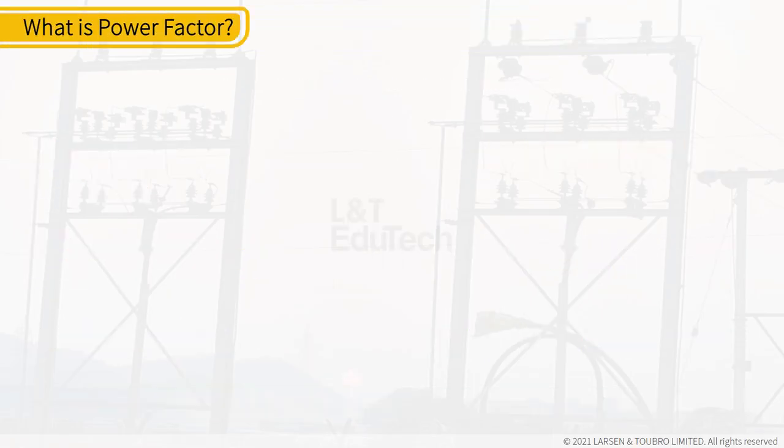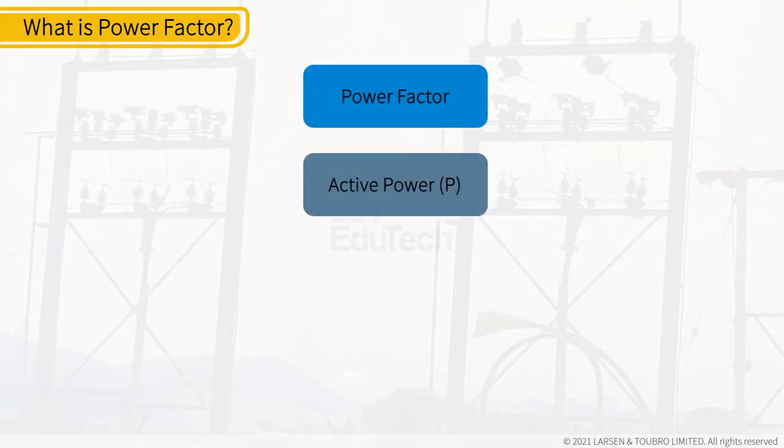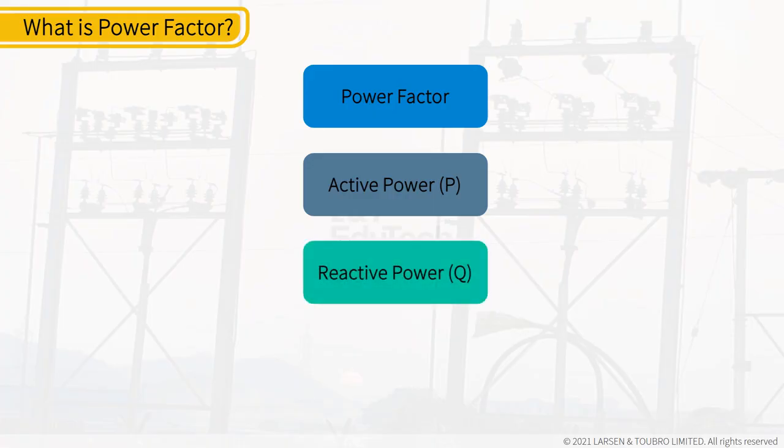Let's understand the definition of the following terms: power factor, active power P, reactive power Q, and apparent power S.